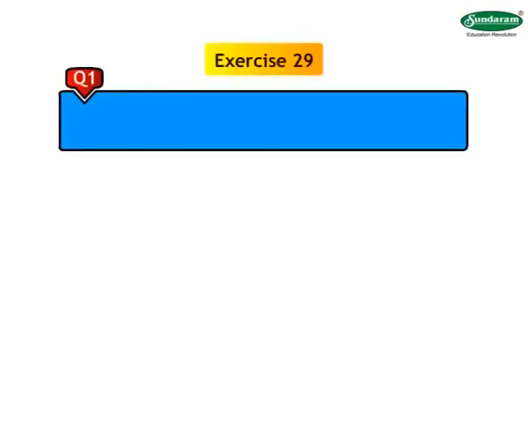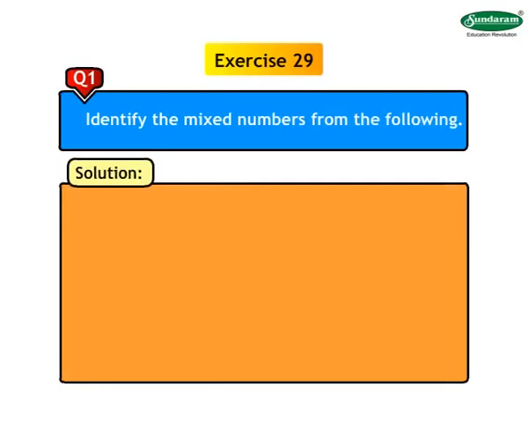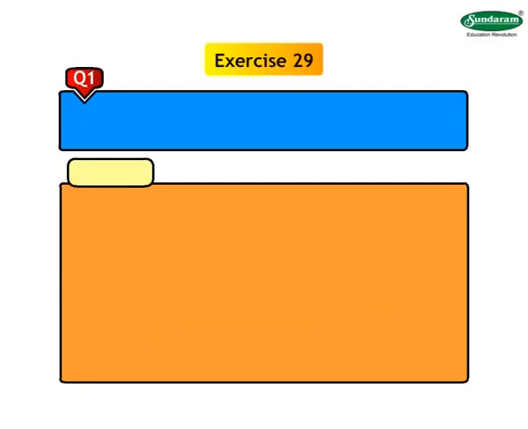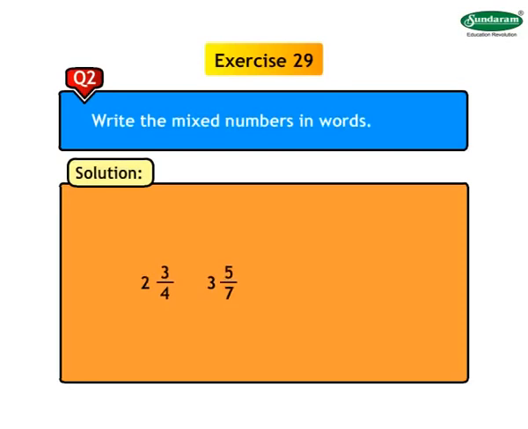Question 1. Identify the mixed numbers from the following. Answer: 2 and 3 upon 5, 3 and 1 upon 6, 2 and 5 upon 6, and 1 and 2 upon 7 are the mixed numbers. Question 2. Write the mixed numbers in words. Answer: 2 and 3 upon 4, 3 and 5 upon 7, 11 and 1 upon 6, 4 and 11 upon 13.